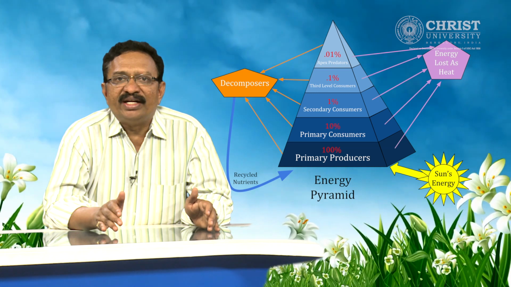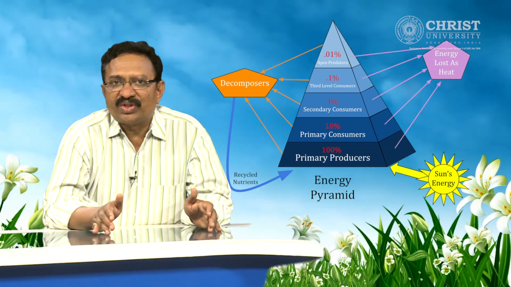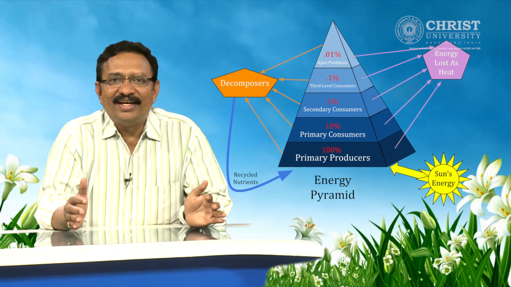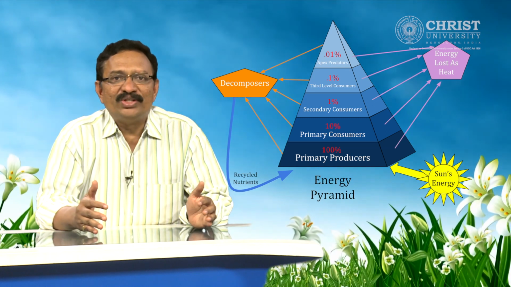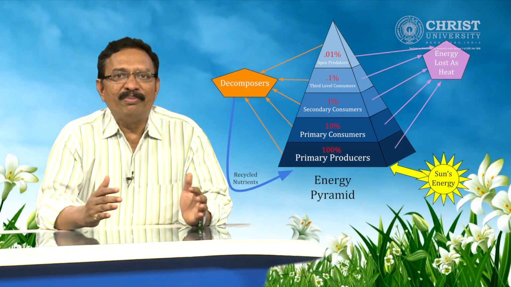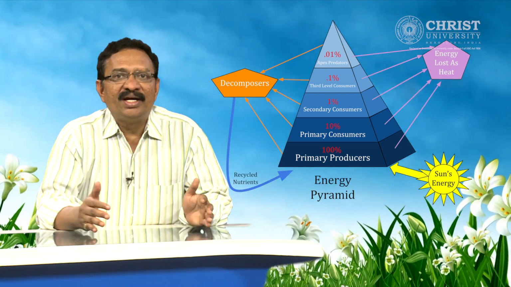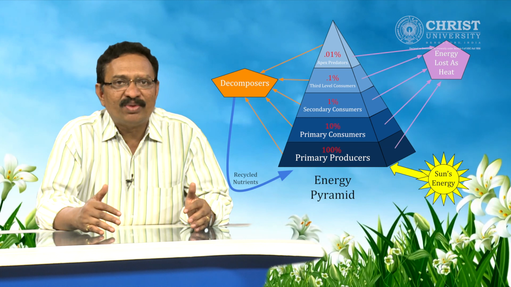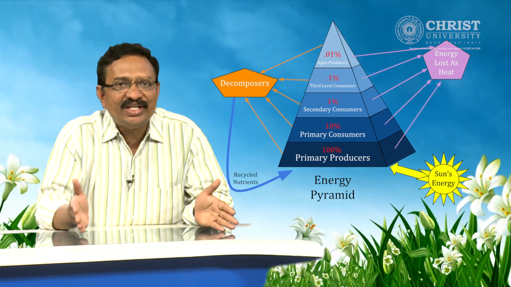Maximum energy content is present in the producers. Energy content decreases as it passes into higher trophic levels because of its utilization in performing life activities and overcoming entropy, as well as dissipation as heat. From this session, we have learnt the flow of energy from one trophic level to another, that is, from producers to consumers.